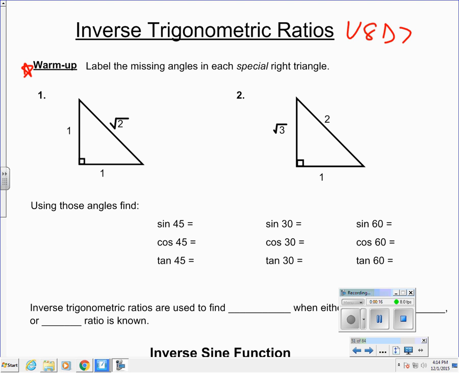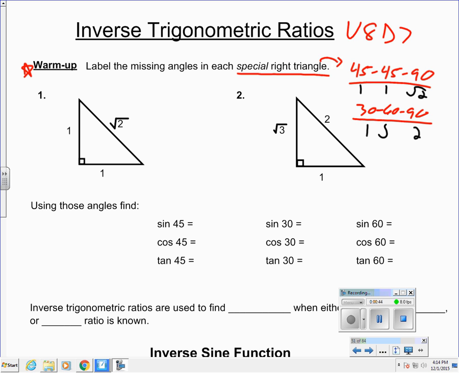And what we're going to do, using what we did before the break with the special right triangles, is label the missing angles. So remember there were two kinds of special right triangles. We talked about the 45-45-90 and the 30-60-90. There was a special pattern for each one. For the 45-45-90 it was 1, 1, square root 2, and for the 30-60-90 it was 1, 2, square root 3.